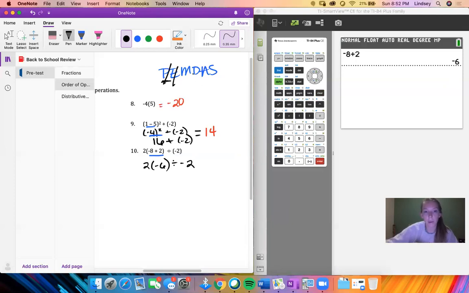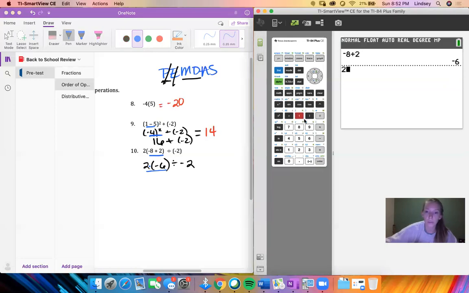There's no exponents. Now we have multiplication and division. Now, just because the M is first in PEMDAS doesn't mean we always just do the multiplication first. It's whichever one comes first from left to right, okay? Which in this case, it is multiplication, okay? So I have this multiplication, 2 times negative 6. So I'm going to do that first. So 2 times negative 6, I get negative 12.